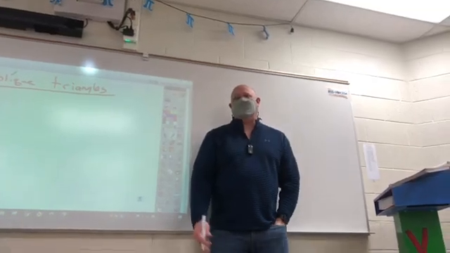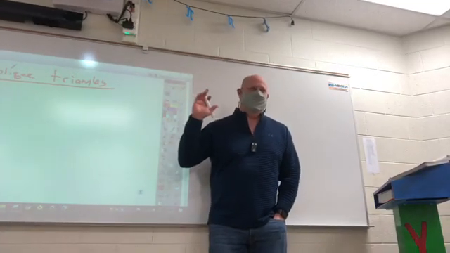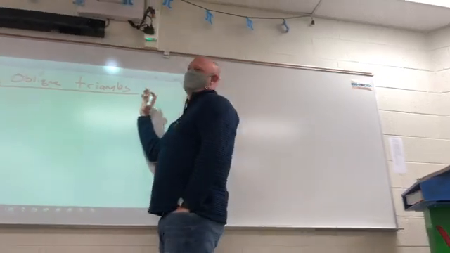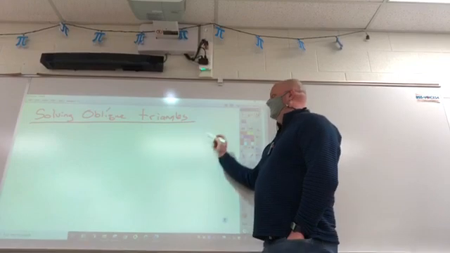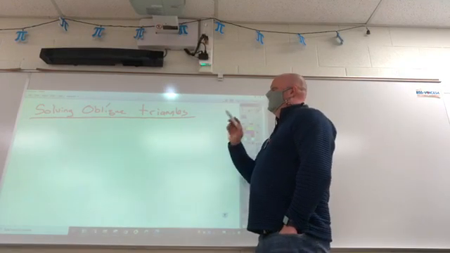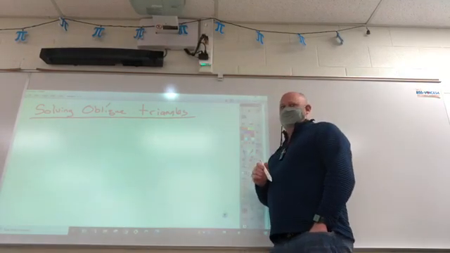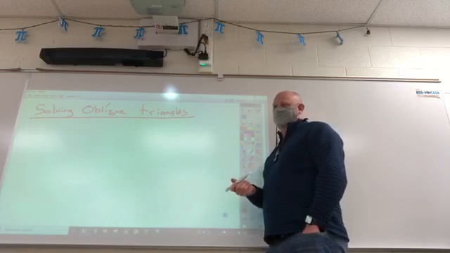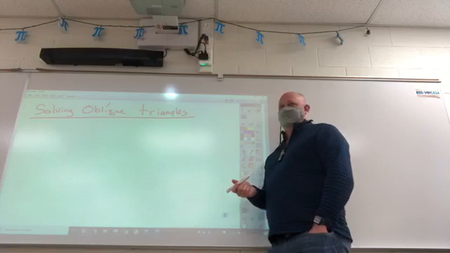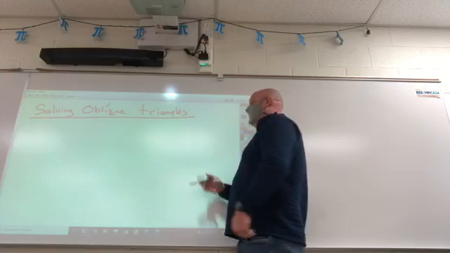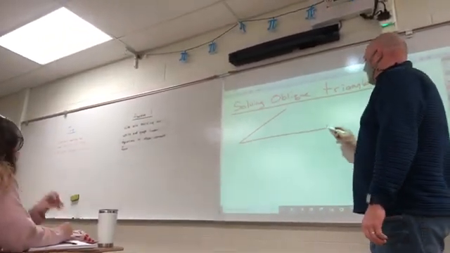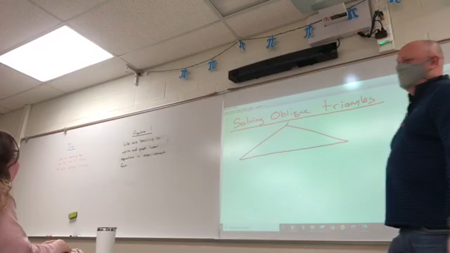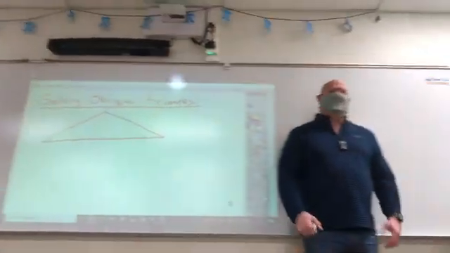So, this whole chapter is about oblique triangles. What's an oblique triangle? We've already solved some triangles this year. What kind of triangles did we talk about? Right triangles. What do you think an oblique triangle is? Not a right triangle. So basically, we're solving weird triangles. Okay? Non-right triangles.